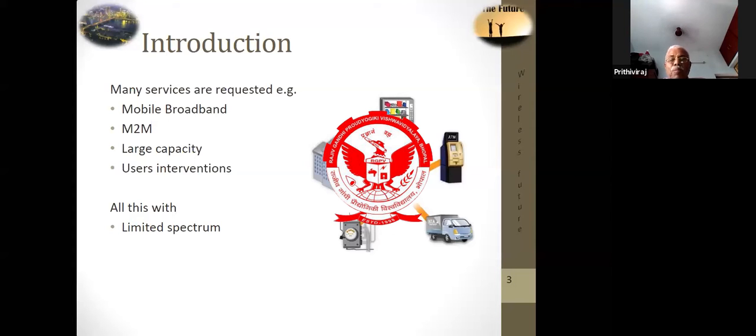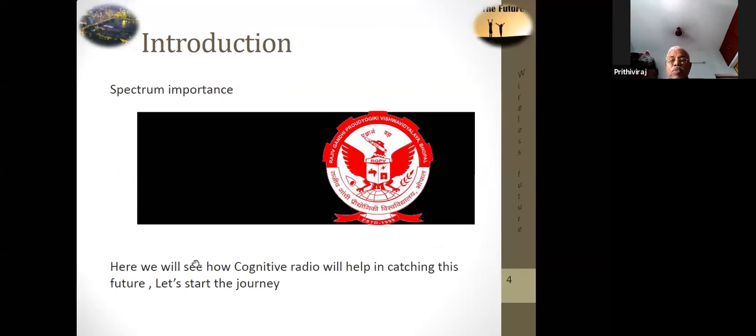Next slide, please. So we would emphasize on the spectrum importance. So we'll see how cognitive radio will help us in catching this future. Let's start this journey now. Next.